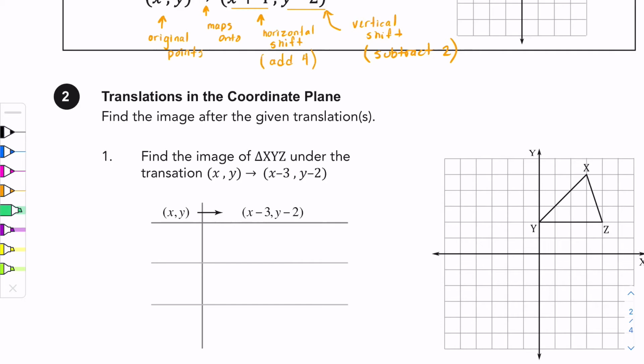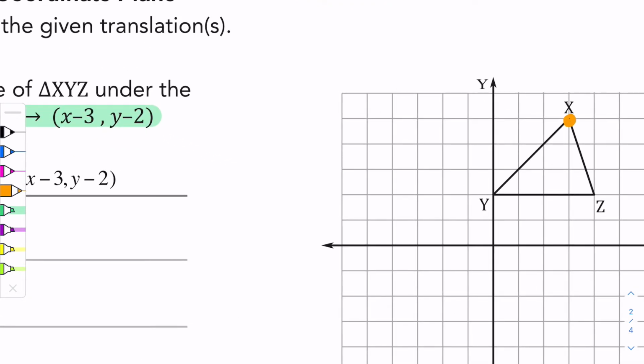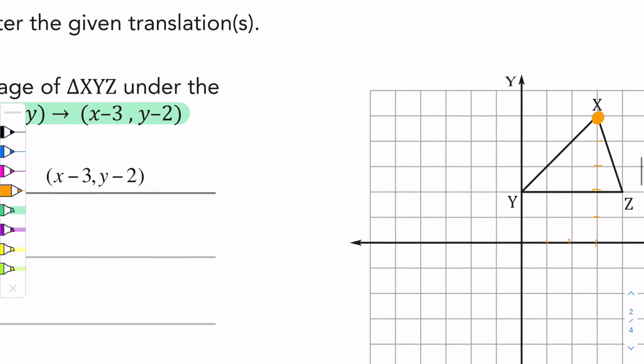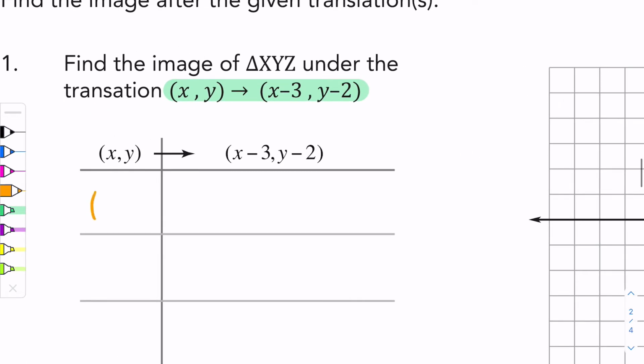So anyways, this example here says to find the image of XYZ under the translation, and there's the notation that we're looking at. So x comma y maps onto x minus 3 comma y minus 2. So what we're going to do for this problem is pull the points off the coordinate plane. We're going to go in ABC order, so starting at x. X is at the location of 3, 5. So x comma y is at 3, comma 5.